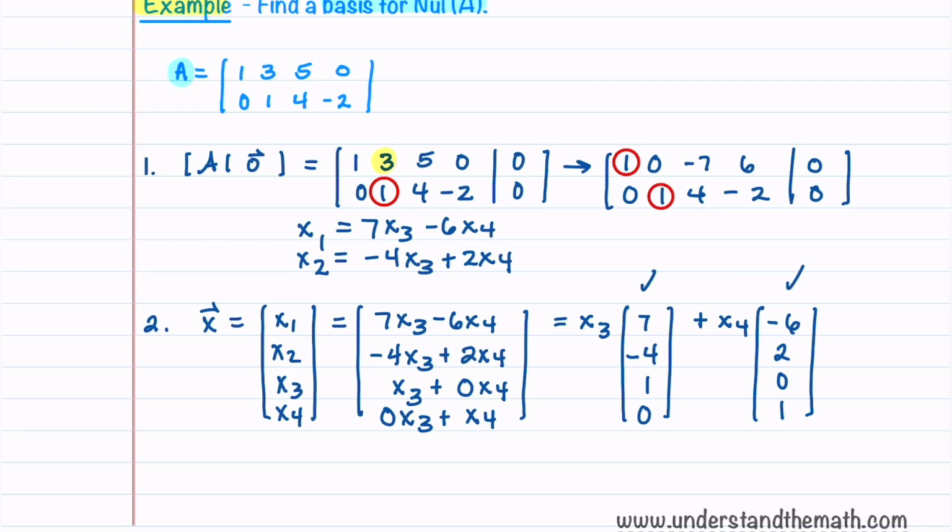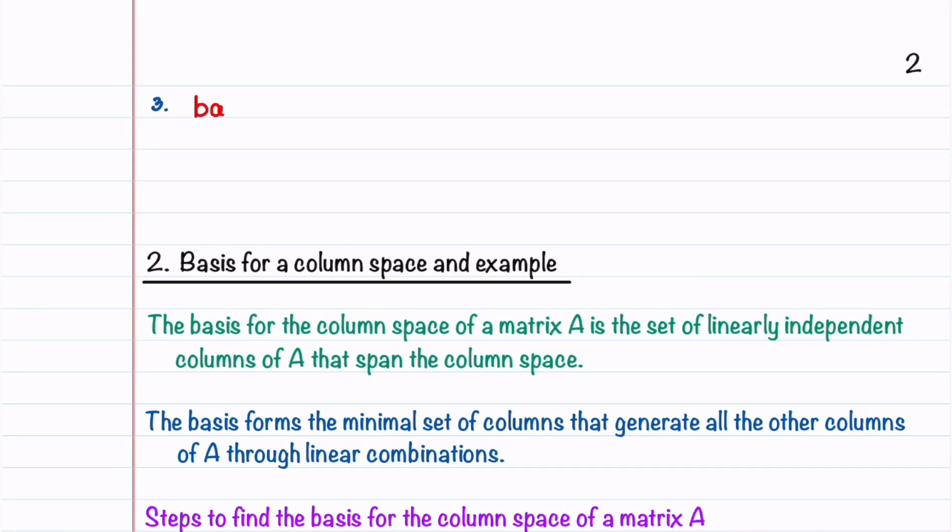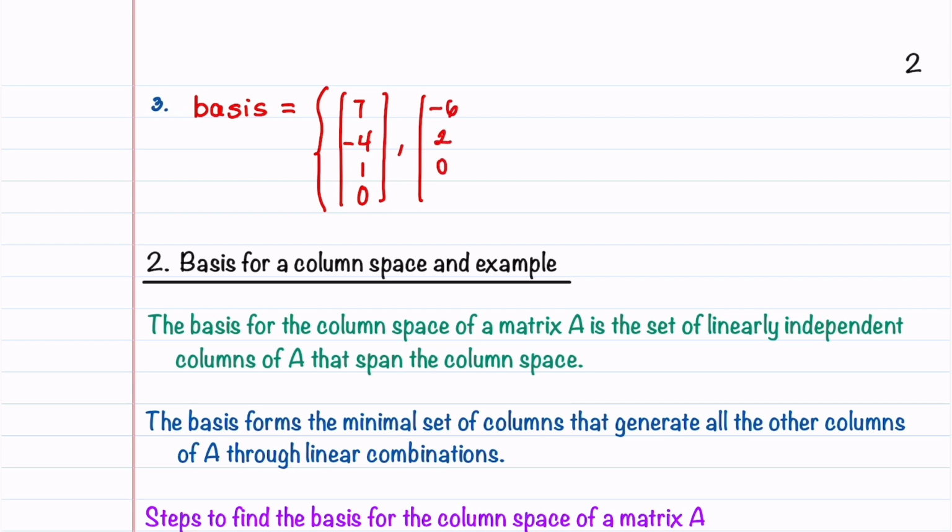We'll go to the next page and write down the basis. Our basis is equal to the set of the 2 vectors from our previous page: 7, minus 4, 1, 0, and then minus 6, 2, 0, 1.